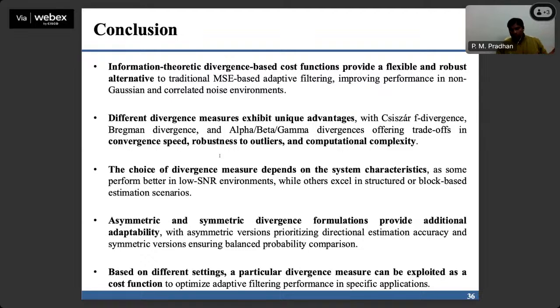The aim was to just give you an overview of the divergence measures, because in general we look at the convergence of the algorithm, but here is a divergence measure which is used to make sure that the algorithm converges. Okay, so I hope everyone gets a brief overview of information theoretic divergence. You can go into details of all these measures, and there are a lot of articles which analyze these divergence measures in mathematical terms.